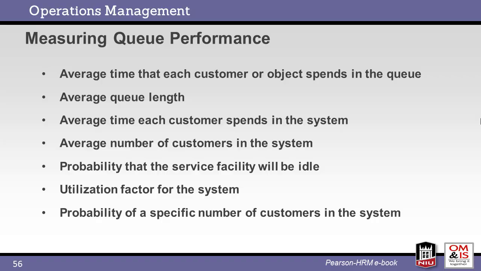To measure the performance of the queue, there are a number of common metrics used. The time in queue and the queue length are the most common. We may also measure the average time a customer spends in the overall system, including the wait time and the service time. We can look at the number of customers in the overall system. Based on this data, service managers can calculate the probability that the service facility will be idle, the utilization factor, and the probability of a certain number of customers being in the system.